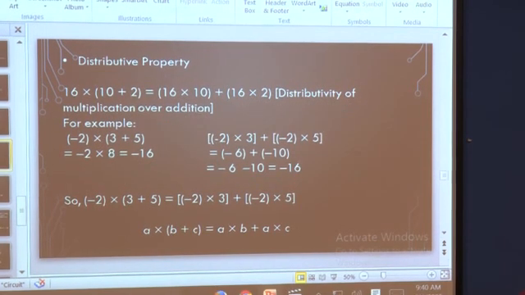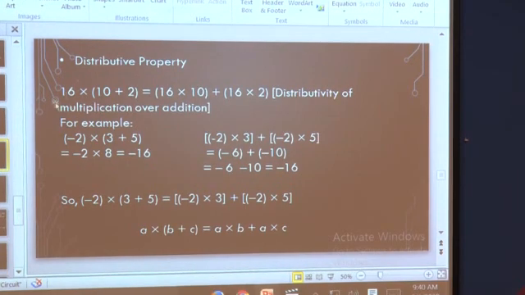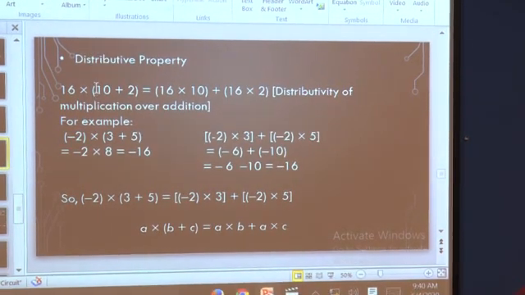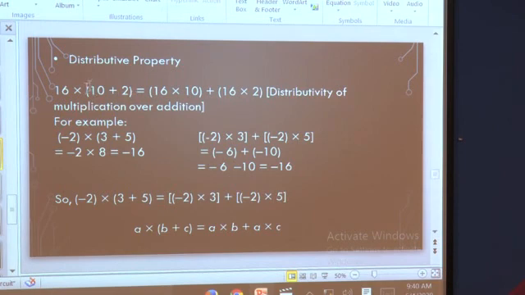Now we will see another property, that is the distributive property of multiplication. What is the distributive property? Because it is very new to you, everyone please pay attention properly. Here 16 multiplied by (10 plus 2) we can do by two methods. First we can solve our bracket, that is our normal method, and now we are going to learn the distributive property.